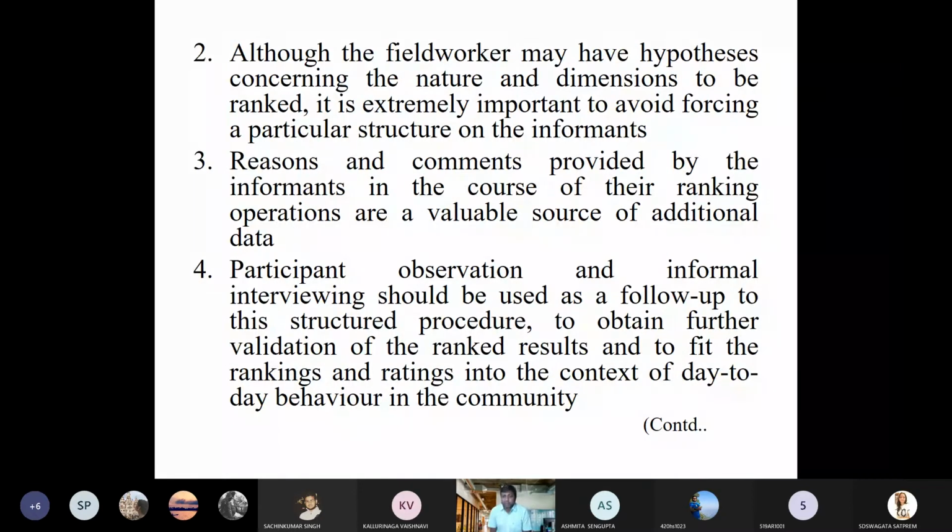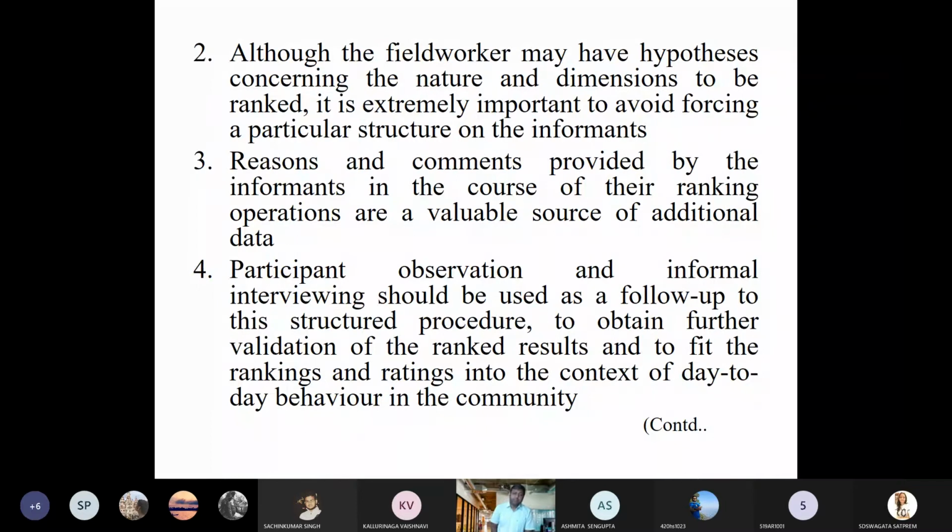Rigid and comments provided by the informants in the course of the ranking operation are a valuable source of additional data. Meanwhile, while you are interacting with the respondents, they provide different kinds of comments, the different reasons they cite for all these things. So that should be used as additional data for your research.